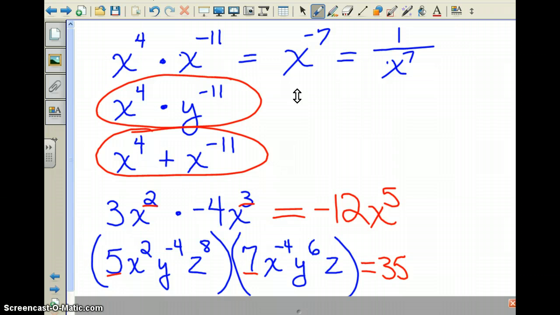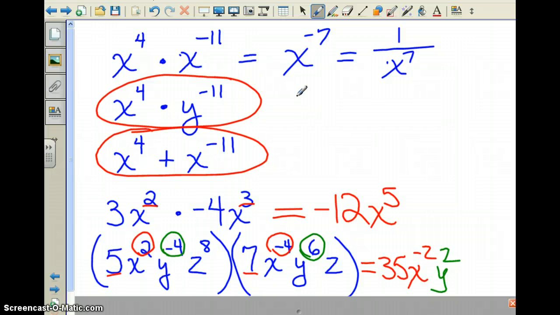Now the bases that are the same, the x's, we have an exponent of 2 and an exponent of negative 4. When we add those together, we will get negative 2. Now we've got bases of y, and these y's have exponents negative 4 and positive 6. When we add those together, we get 2.